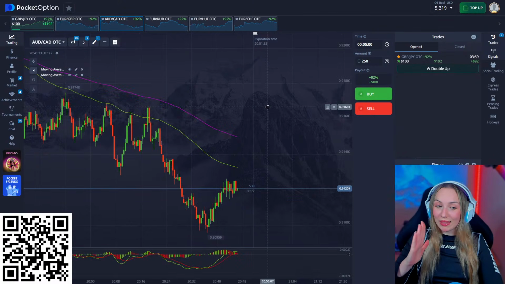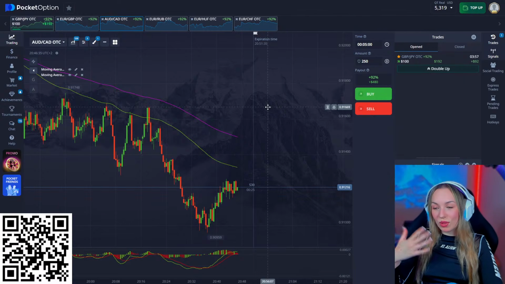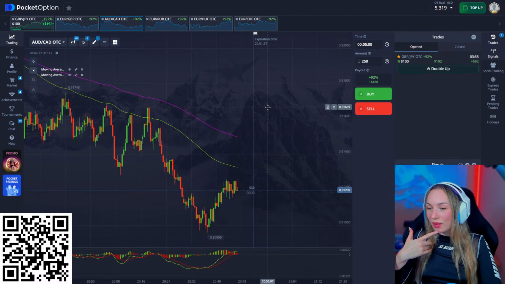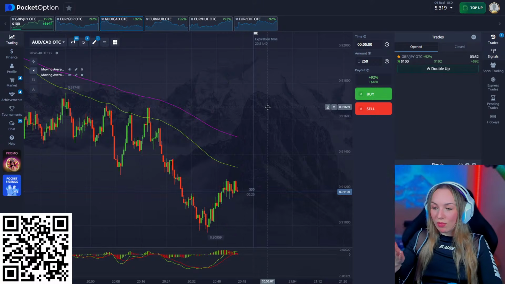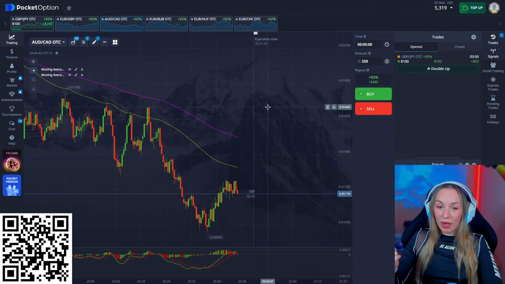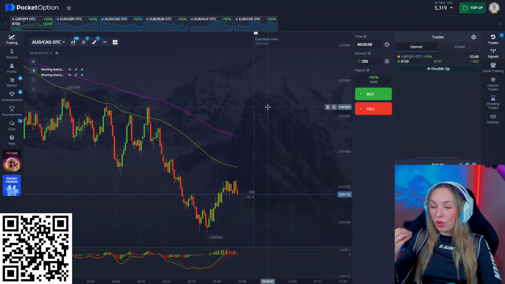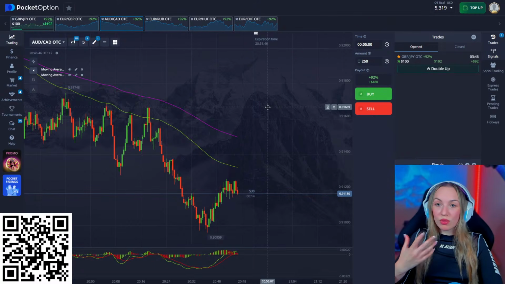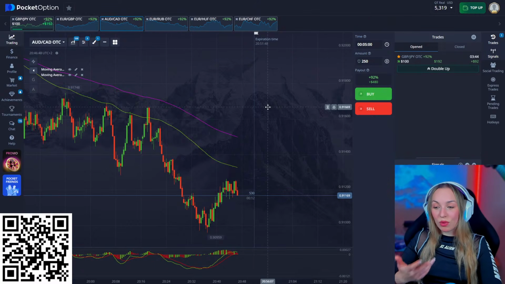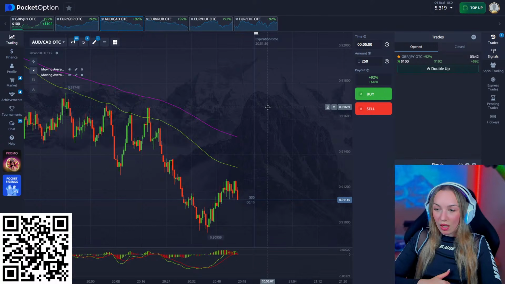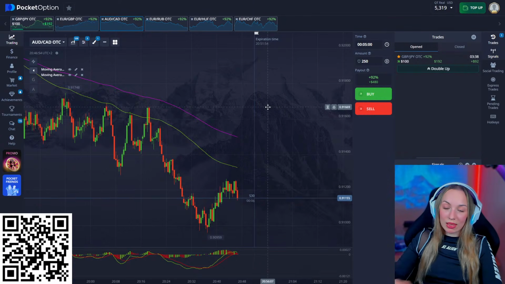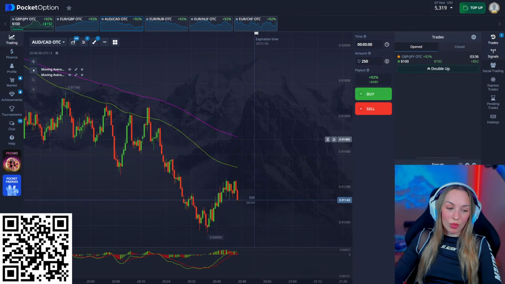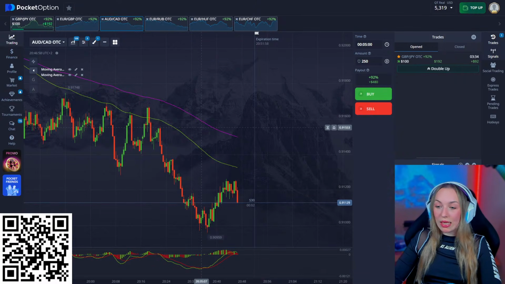AUDCAD is my next victim. I'm waiting here for the signal to open the trade in the downward direction, and actually the MACD lines are about to cross in the overbought zone, which for me is a perfect signal to open the trade in the downward direction. And of course the analysis on the longer time frame confirms that this is actually a good signal to open the trade. So AUDCAD, let's go baby.